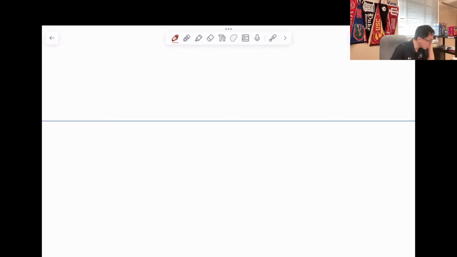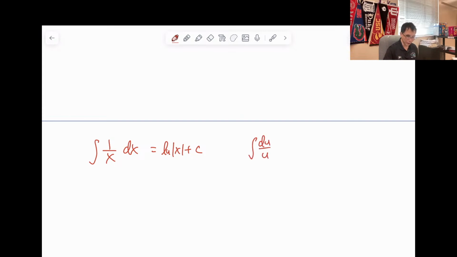All right, so what do you think the integration of 1 over x dx is going to be? Yeah, because the derivative of ln of x is equal to 1 over x. Okay, so what do you think du over u is going to be? Does it have to be the absolute value of x? Yes. You don't have to in some cases, but in most cases I will put that.